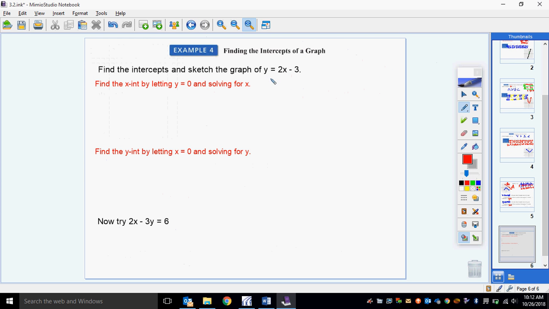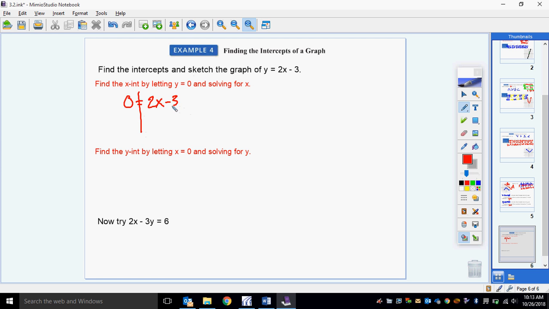Okay, so let's try this example. Find the intercepts and then sketch the graph. For the sake of time, we're not going to sketch the graph. Find the x-intercept. Okay, so to find the x-intercept, we need to let y equal 0. So I plug in 0 for y. The rest stays 2x minus 3. Now I need to solve for x.